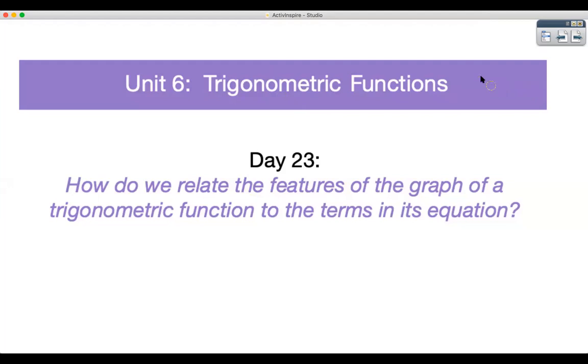How do we relate the features of the graph of a trigonometric function to the terms in its equation? The goal of this task is essentially to match equations and graphs together. Match equations and graphs of cosine and sine functions with each other. I'll show the activity in just a moment, but basically there are 4 different graphs and 6 different equations.